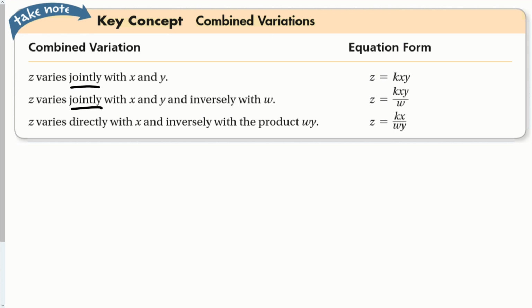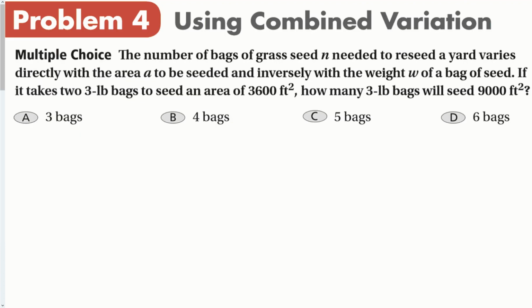So we have jointly and inversely when we have x and y as direct, inverse with w, w at the bottom, and direct with x, because there's just one of them. Joint means 2, direct means 1, and inversely with more than 1, right? No special word for that. Okay, so let's try a problem where we can use this combined variation.